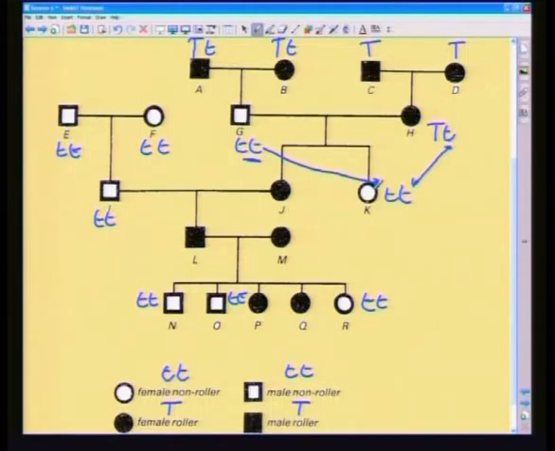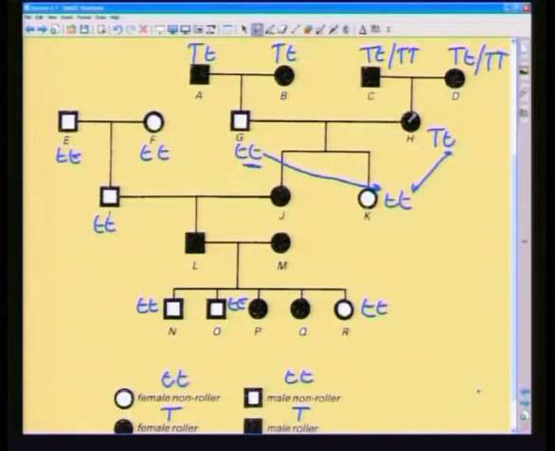So they must each have their recessive traits. So we know that H has to be capital T, small t. Now, C and D, they produced a baby who was heterozygous. So they could have been, but one of them must have a small t.